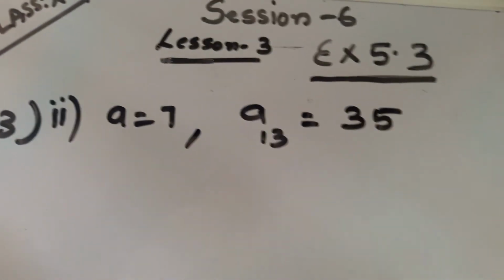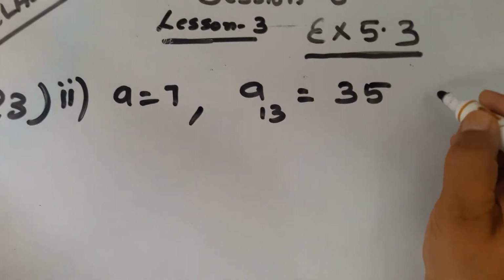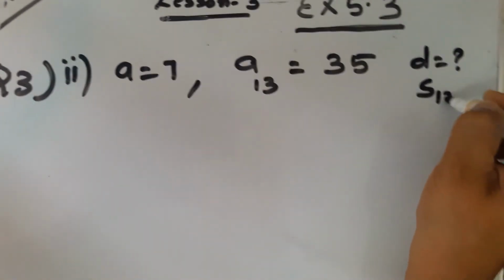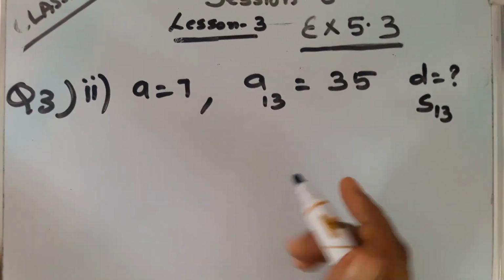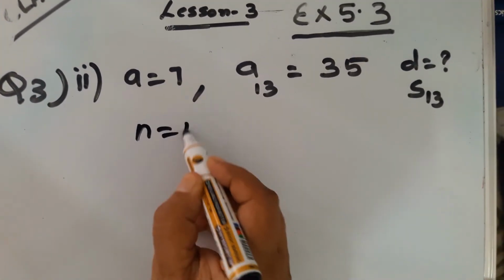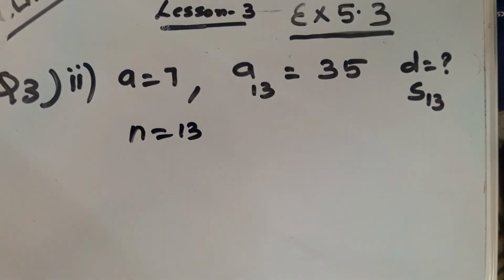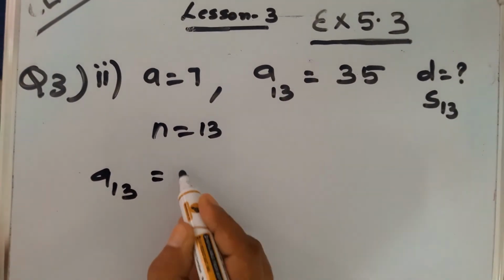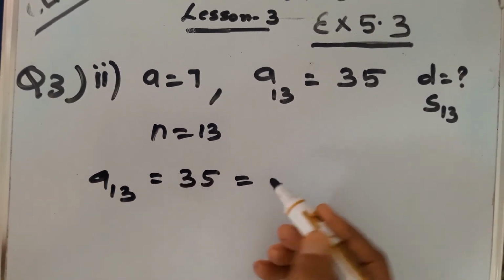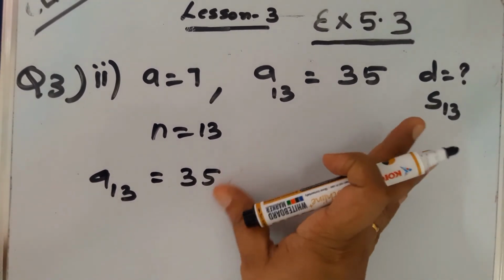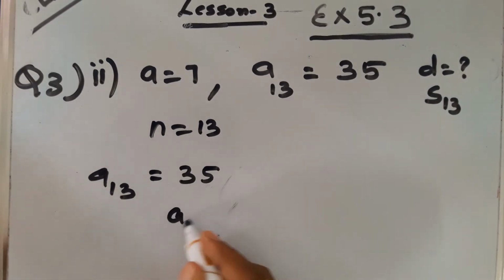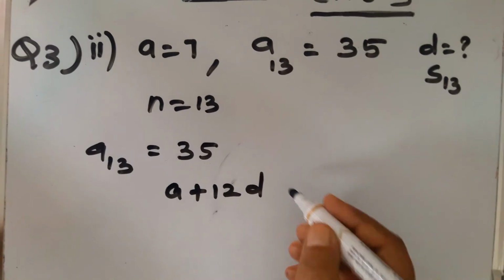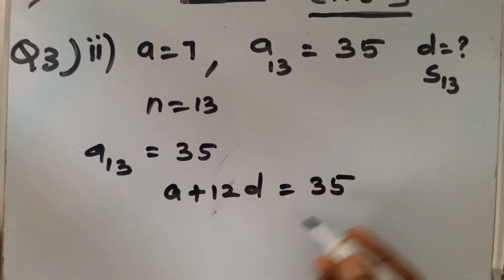Okay, second bit, A is 7, A13 is 35, and we have to find D, and also we have to find S13. So here two things are given, but from this it is understood that N is 13. Yes or no? Because A13 is given, so that means N is 13. So first we will use this formula. A13 is given as 35. So this A13 is nothing but A plus 12D. So this is 35. From this we can find D, isn't it?